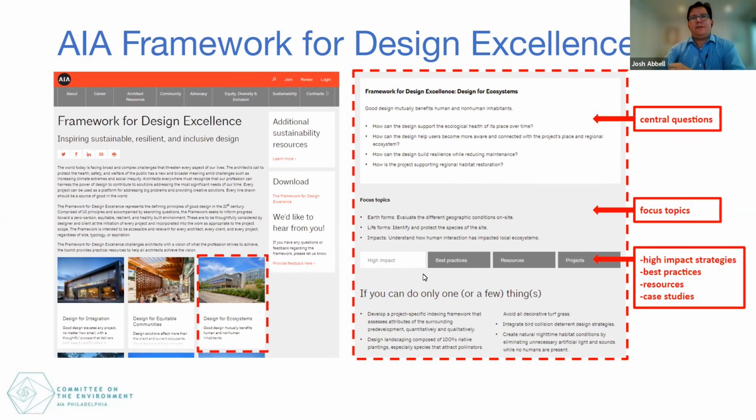Also I'll mention, each of these categories is set up with a series of high impact strategies. So, and usually poses the question, if you can only do one or a few things, what can you take on your project? We'll get into this in our groups, but then looking at best practices, resources, and then some case study projects, which you can certainly use as a reference.